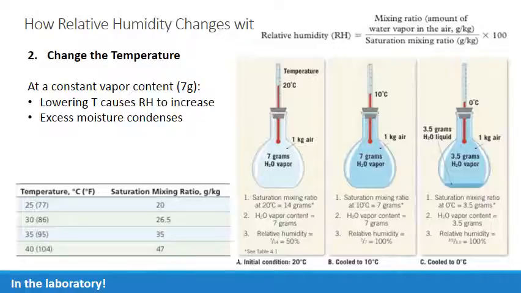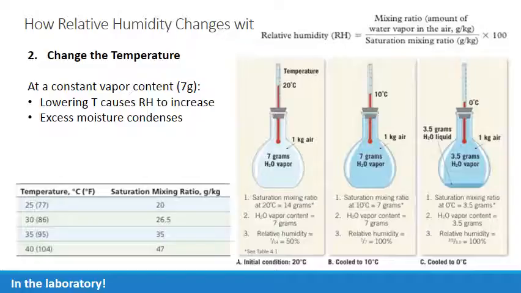The second way to change relative humidity is to change the temperature, because the amount of moisture required for saturation is a function of air temperature. So remember that warm air holds more moisture? Well, look at this set of flasks on the imaginary lab table and notice that when the air at 20 degrees C contains 7 grams of water vapor per kilogram, it has a relative humidity of 50%.